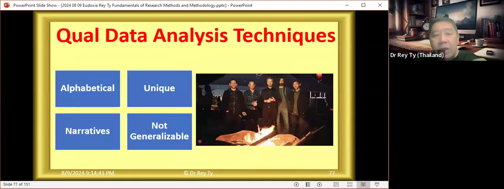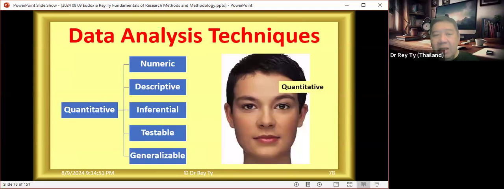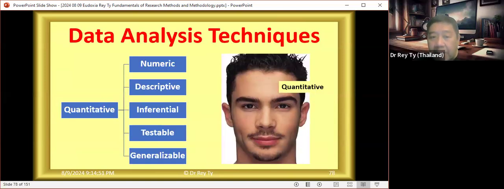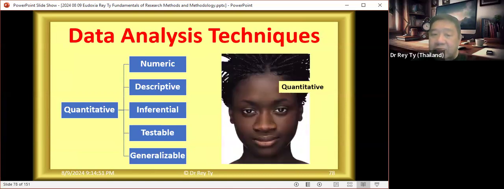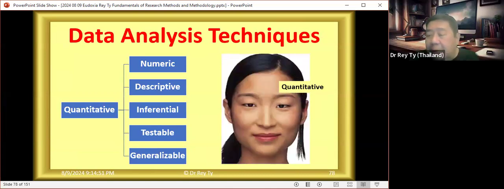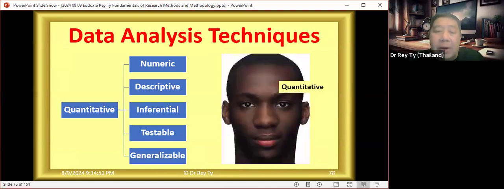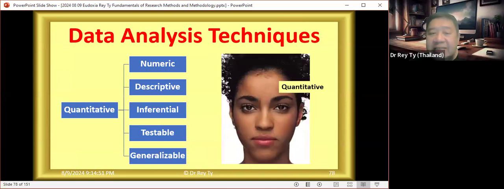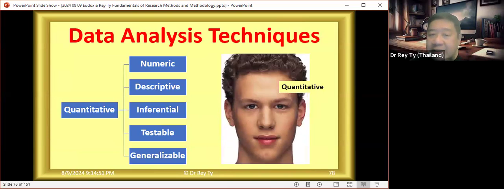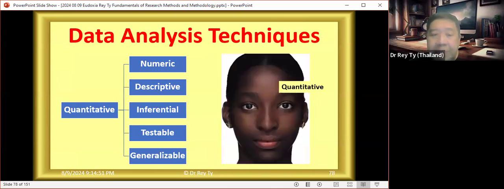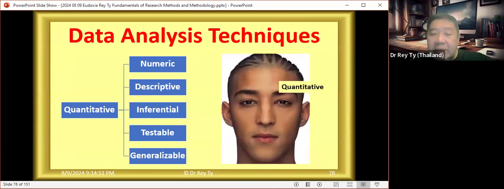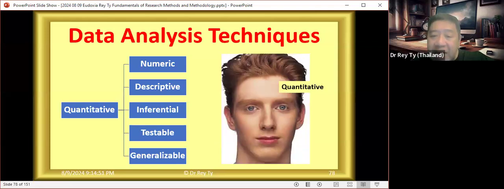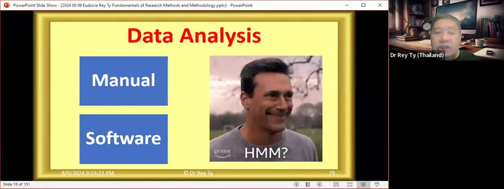Okay, so for the qualitative, it's words, it's stories, and unique, you cannot generalize. But for quantitative, there are numbers, and they could be descriptive, meaning you just say two persons, four birds, five houses. Or inferential, where you're doing hypothesis testing. In descriptive, you don't do hypothesis testing. You just show how many people. And some will be testable. And oftentimes, since you have many people that you're interviewing, they are generalizable.